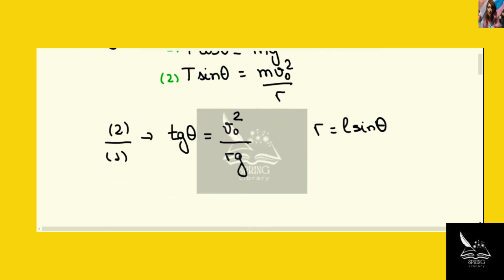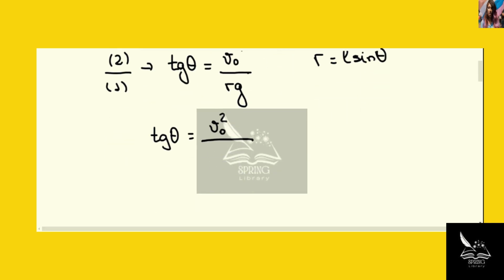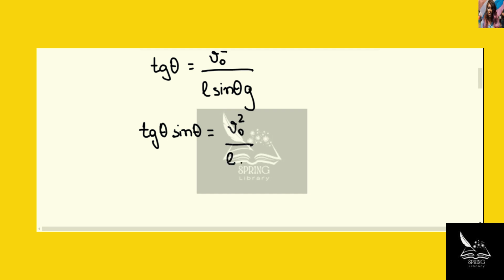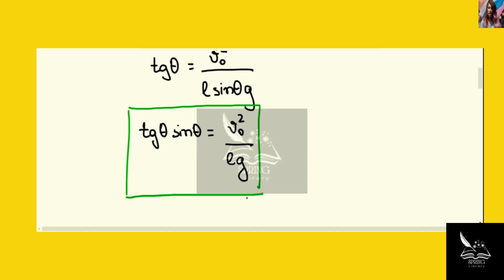So I'm going to substitute it in the equation that we had. We have tangent of theta is v0 squared divided by r, and that's L sine theta times g, and I'm going to multiply both sides by sine theta. So we have tangent of theta times sine of theta is v0 squared divided by Lg. And this is exactly what we wanted to find, which concludes our exercise.